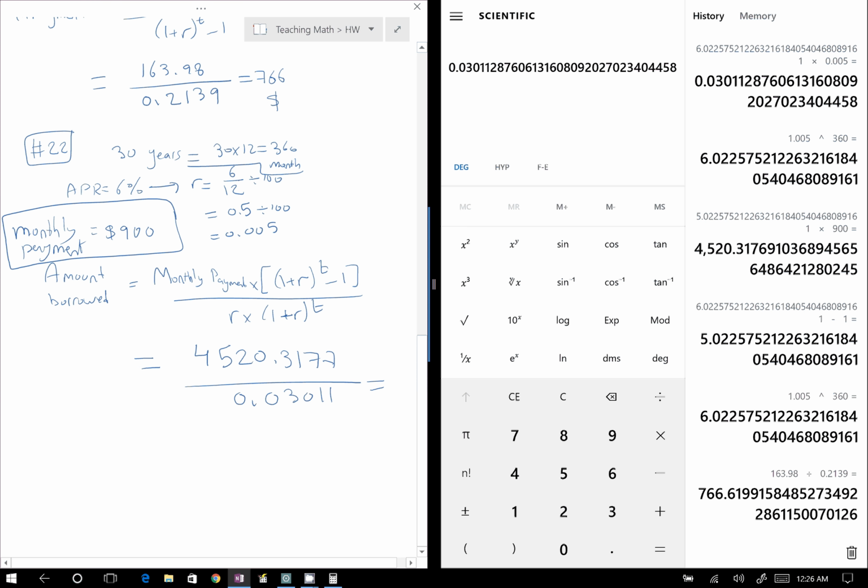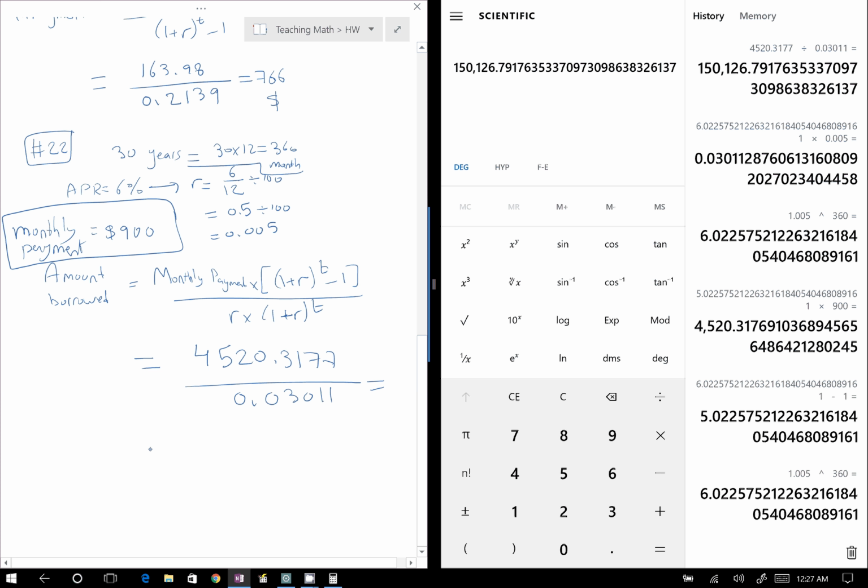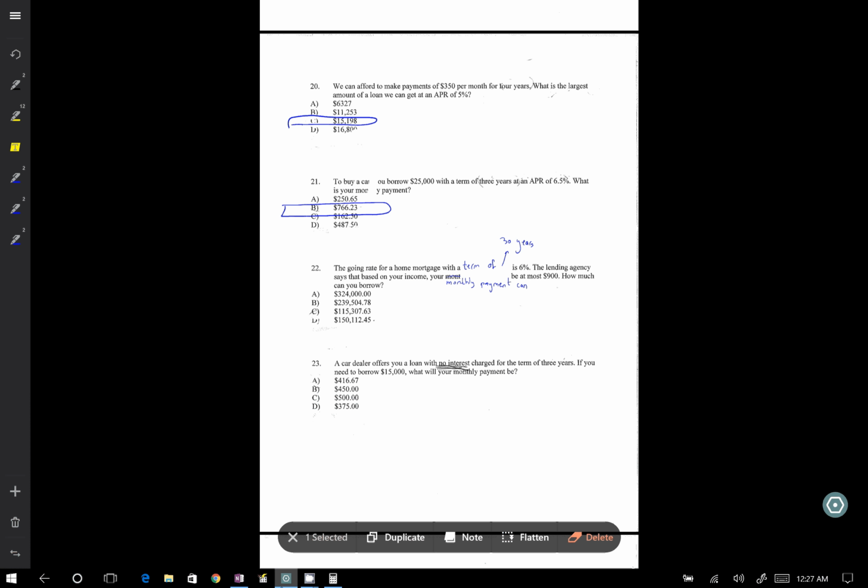So divide 4520.3177 by 0.03011, and the answer is, so how much would be the price of the house? $150,000 and $126. $150,000 and 112. So I may have some mistakes in the rounding, but it's all good. Okay.